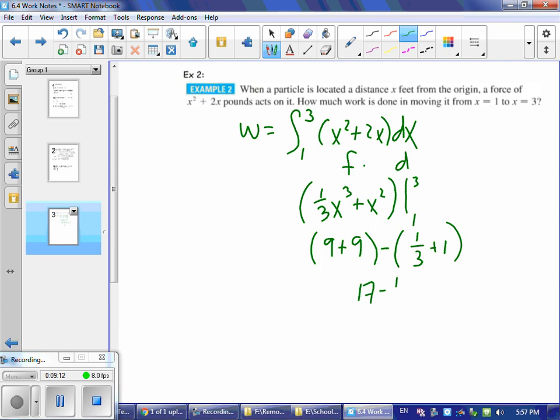So we get 17 minus 1/3, putting everything into terms of thirds. 17 is 51 thirds minus 1/3. So we should end up with 50 thirds. That is the amount of work done on that particle to move it from x equals 1 to x equals 3 if x squared plus 2x pounds are acting on it.